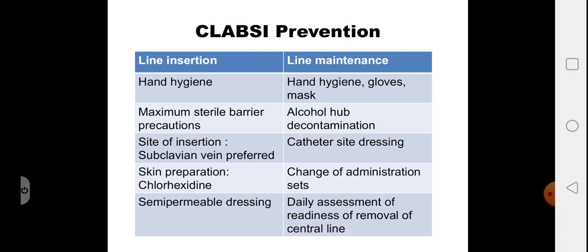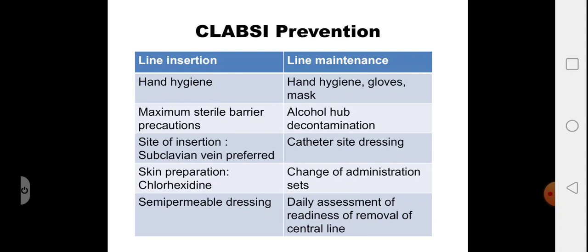Looking into line maintenance after the catheter is inserted, what are the preventive measures you have to take? Follow appropriate hand hygiene, wear personal protective equipment while handling the catheter, and perform appropriate alcoholic hub decontamination. That is, whenever you're handling the hub, it should be decontaminated with alcohol wipes. For the catheter site dressing, you have to check daily whether it is soiled or damp, and whenever it is soiled or damp, it has to be changed.